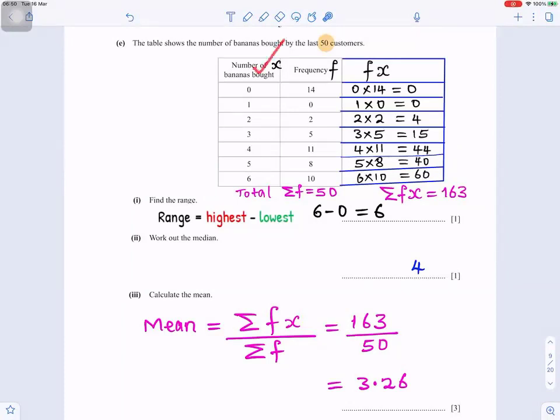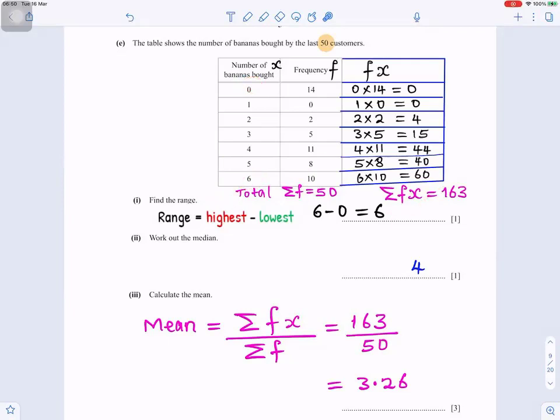Welcome back. The table shows the number of bananas bought by the last 50 customers. So the number of bananas, I'll call it X. The frequency, I'll call it F. And then we have F times X in that column. So let's start with part 1. Find the range. Range is the highest number minus the lowest. Highest is 6. The lowest is 0. So 6 minus 0 is 6.